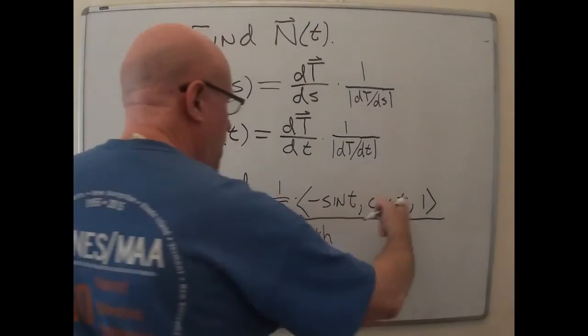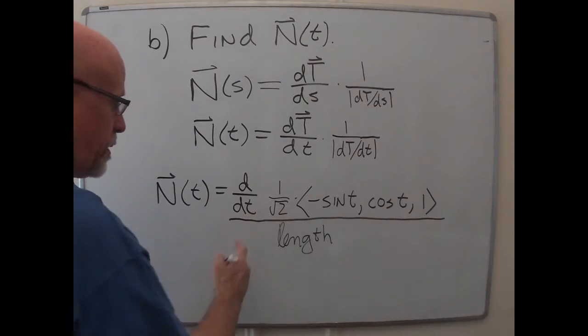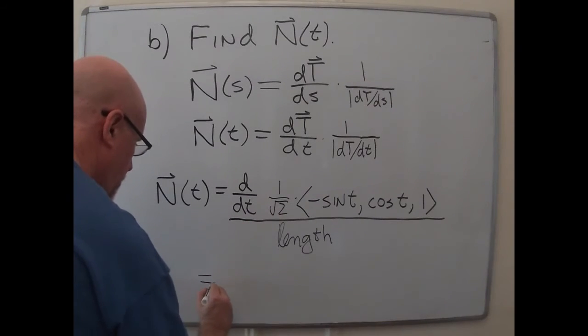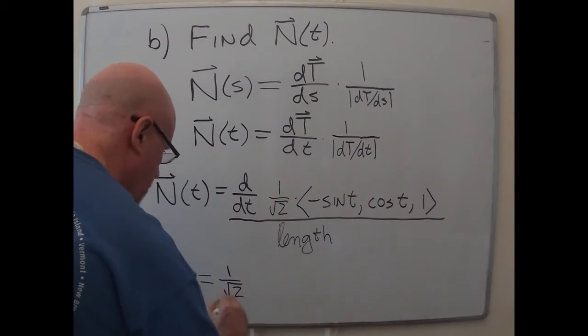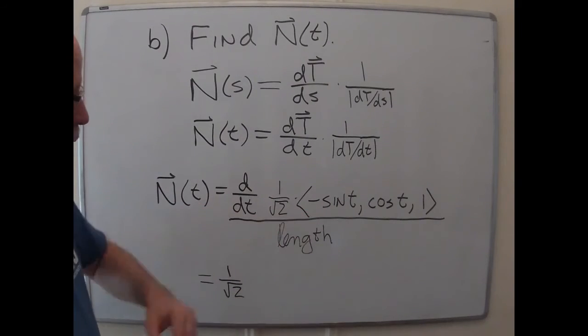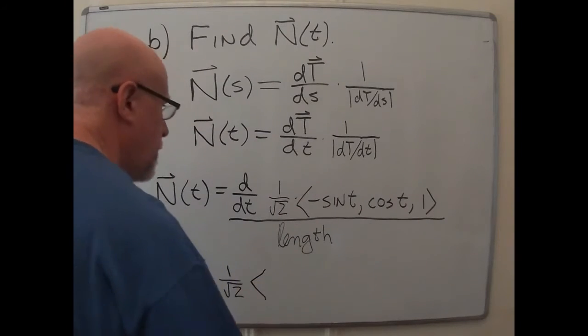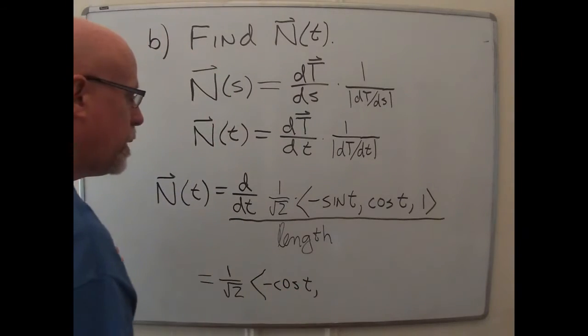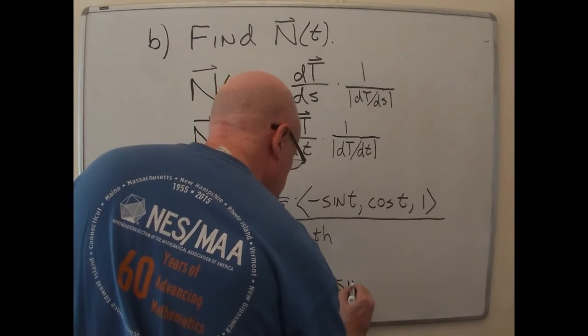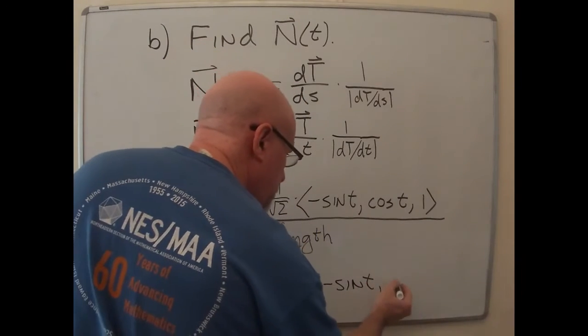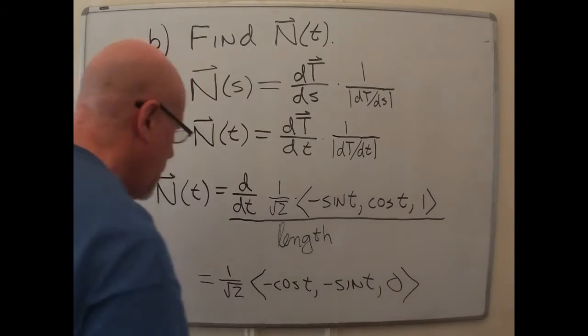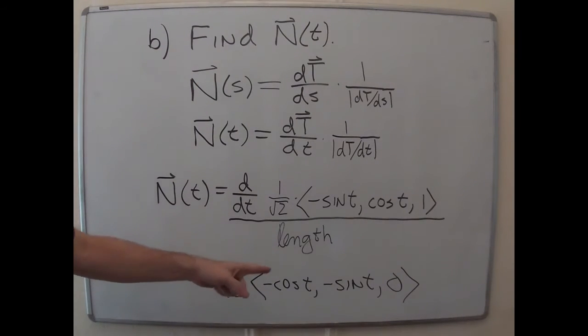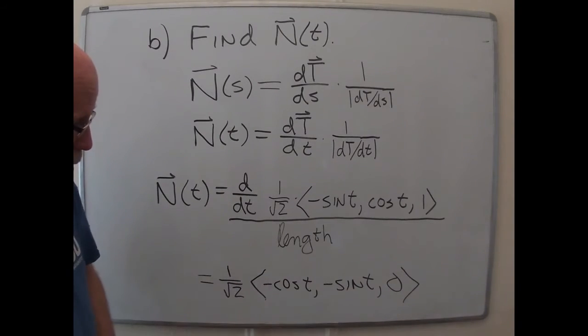All right. So take the time derivative of this guy. The constant 1 over root 2 just comes along for the ride. That's the constant multiple rule. And then we take the derivatives of the bits inside of the vector. Minus sine becomes minus cosine. Cosine becomes minus sine. And that 1 becomes a 0. So the length of this vector is 1 over root 2. I can tell that because the vector itself is a unit vector, on the unit circle in the xy plane.